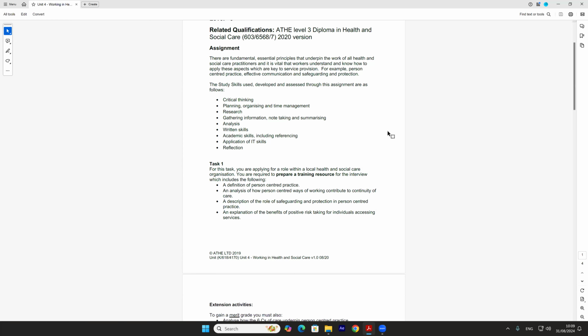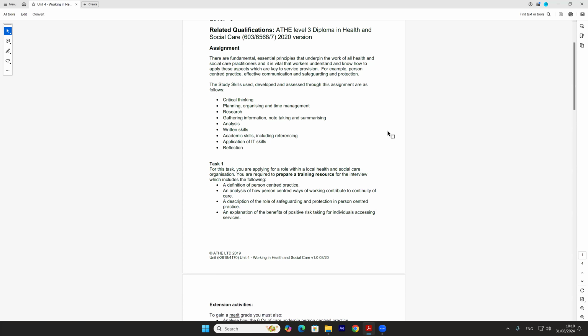Then the second point we need to discuss is an analysis of how person-centered ways of working contributes to continuity of care. So if we talk about continuity of care, it refers to the consistent and seamless provision of care over time, ensuring that an individual's health and social care needs are met without disruption. And person-centered ways of working are central to achieving this continuity. And there are a few key points to keep in mind, like consistent communication.